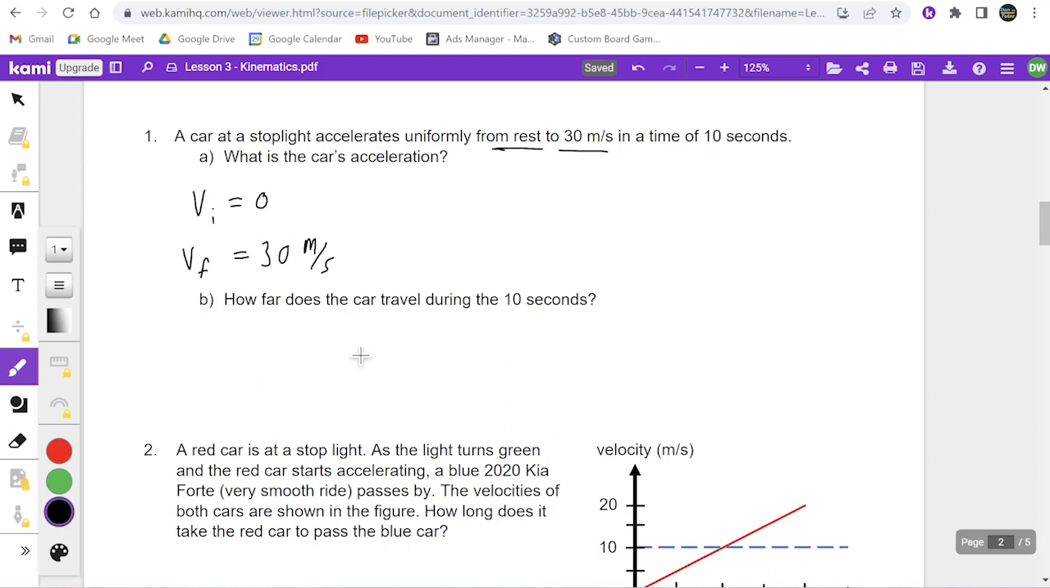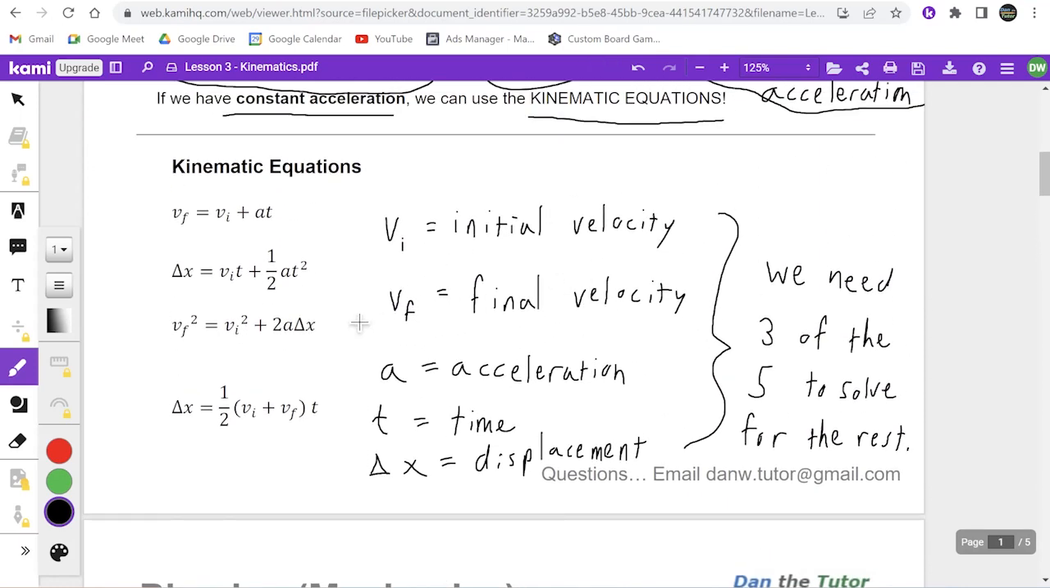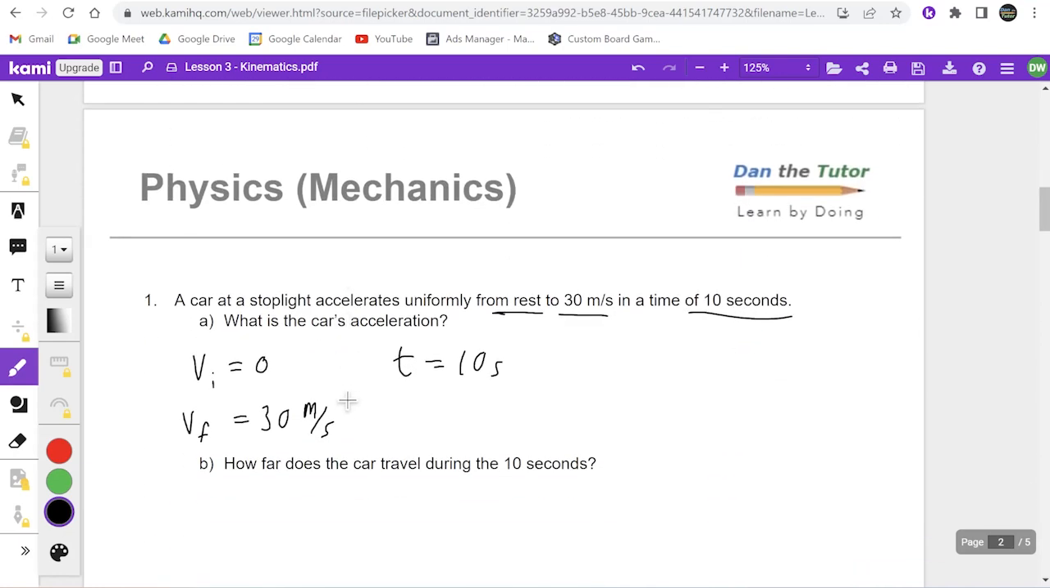Writing the units is optional. I like to do it personally, but it's up to you. It says the time is 10 seconds, so t equals 10 seconds. And right there, I have three of the five, which means there must be an equation that will solve for, well, part A is asking for the acceleration. So let me scroll back up to the four equations, and I need to pick the right one. I've got a 25% chance. There's only one that will work. And I'll give you a hint. How do I know it's the right one? It's the equation that does not have delta x in it.